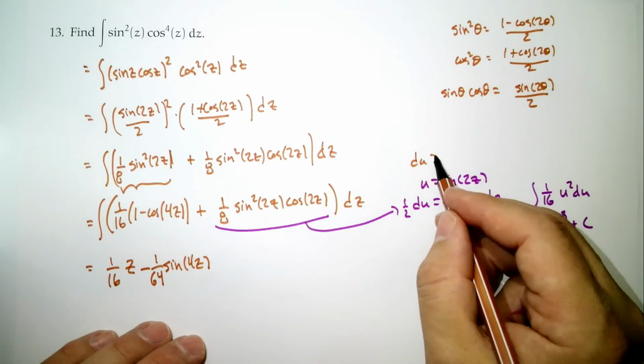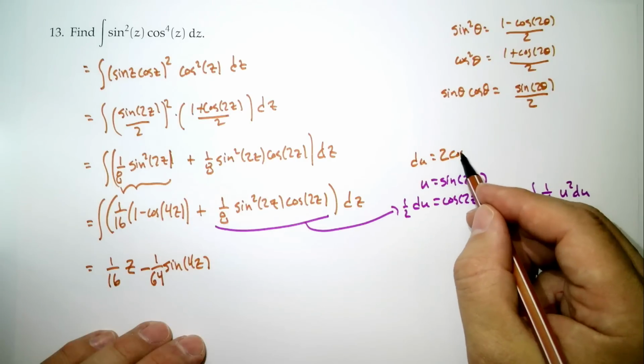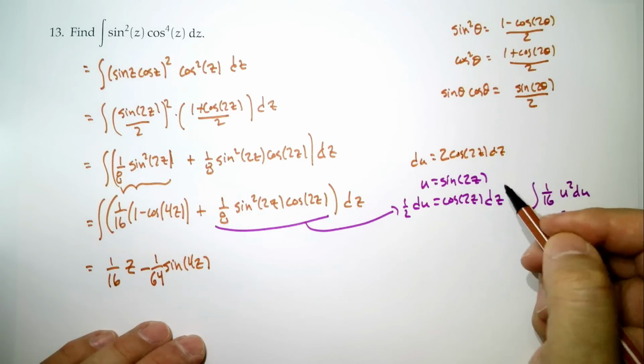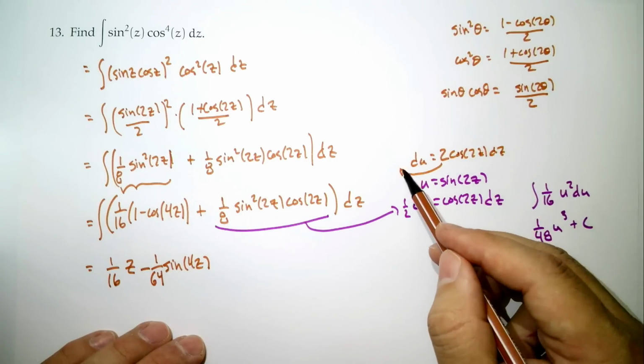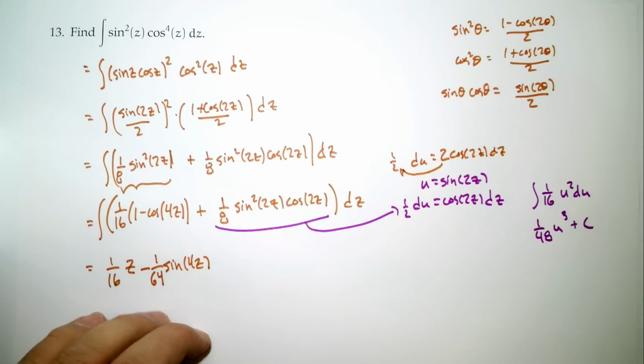Well, normally, see, if we do it here, du would be 2 cosine 2z dz. So then the 2 came across. So.